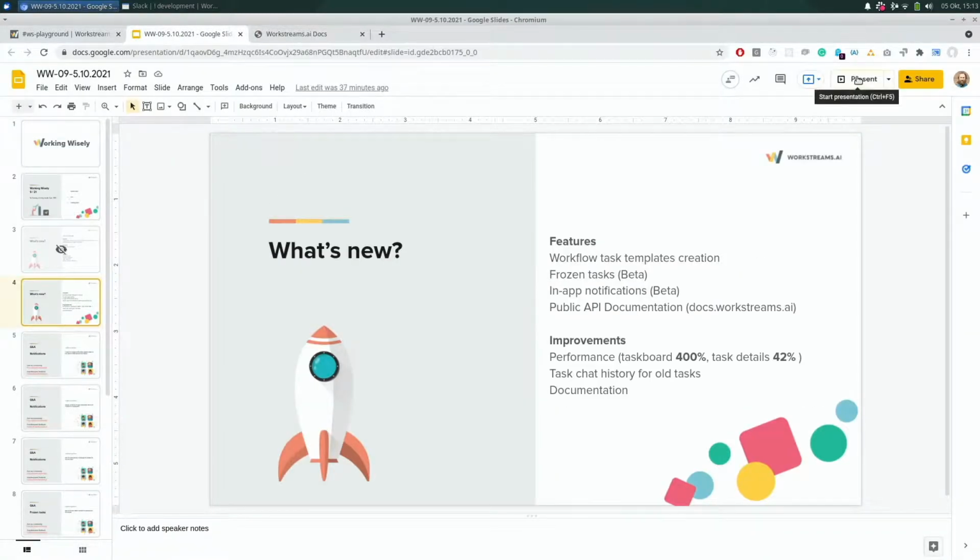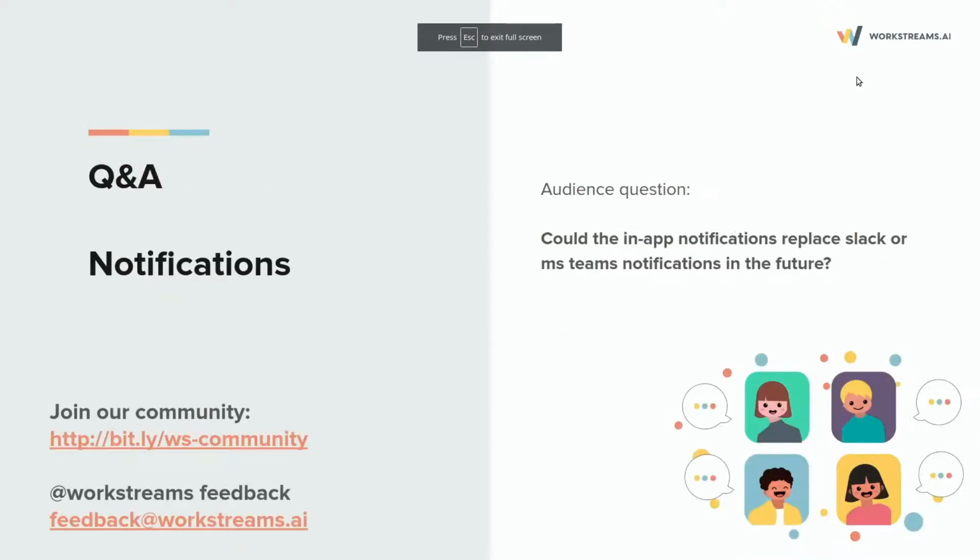So that is from the announcement section on what's new, and let's have a quick look at what kind of Q&A we have prepared. Mainly these questions are coming from our beta testers, and we consider these quite critical, so we would like to share them with the wider audience. There will be three about notifications and a couple of them are also about the frozen tasks.